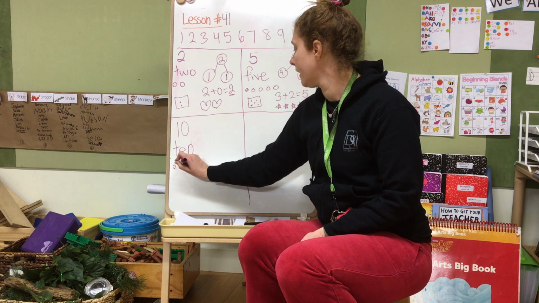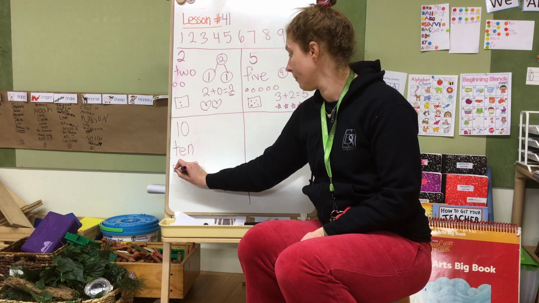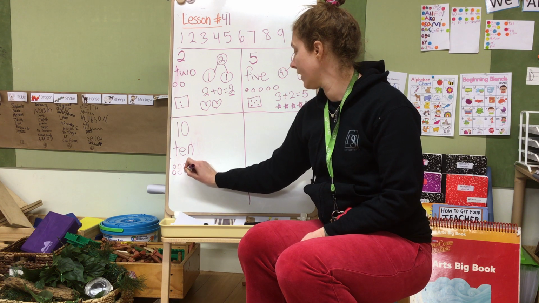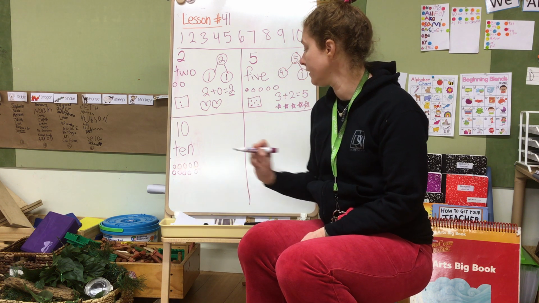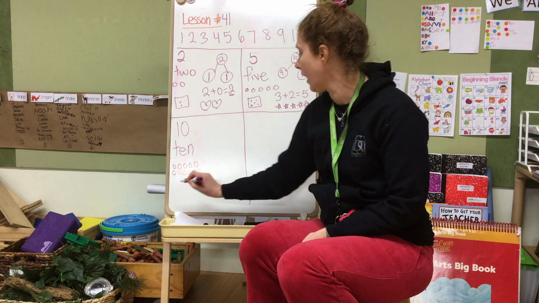And now I need 1, 2, 3, 4, 5. Stop and drop. 6, 7, 8, 9, 10. So now I have 10 for my 5 group cards that we use a lot.